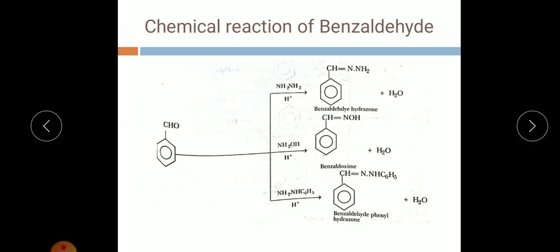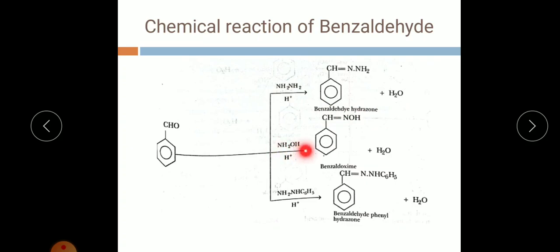Next, the other chemical reactions of benzaldehyde. When benzaldehyde reacts with hydrazine, NH2NH2, what will happen? There will be a double bond between the carbon and nitrogen, and a water molecule will be removed. This H2 will go with this O and form water, and this carbon will form a double bond with this nitrogen, so it will form CH=N-NH2, which is known as benzaldehyde hydrazone. From hydrazine it will form hydrazone.